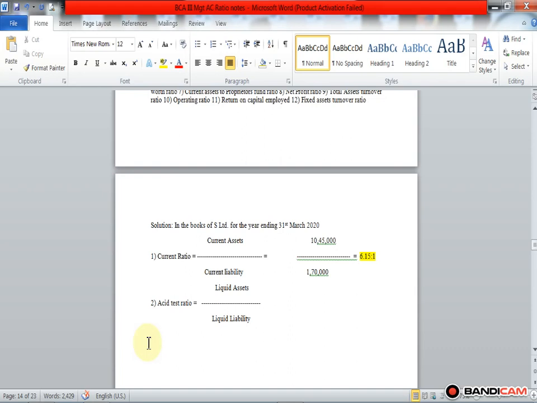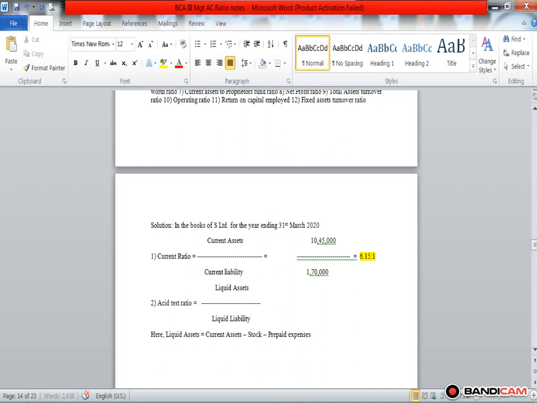So here liquid assets is equal to current assets less stock less prepaid expenses. Okay, so put the figures in the formula, and we get the liquid assets of the organization.